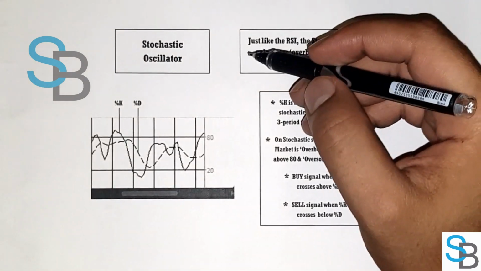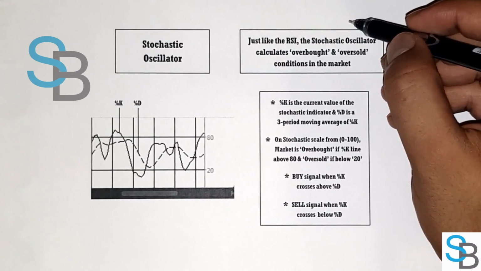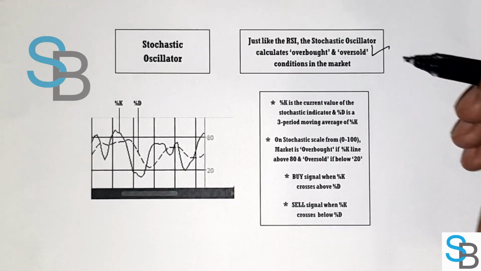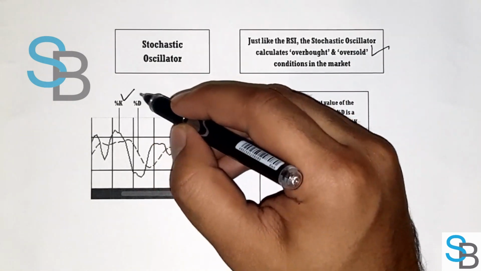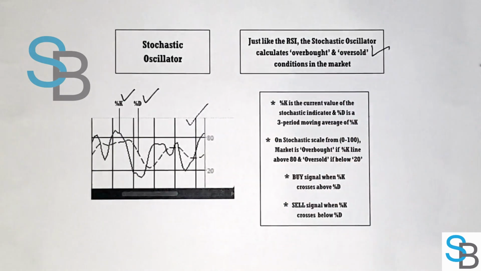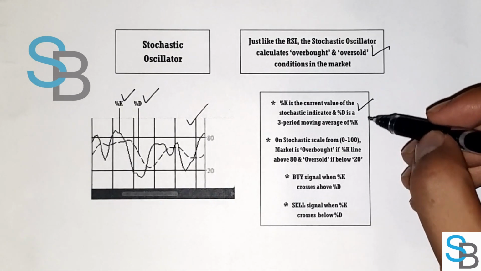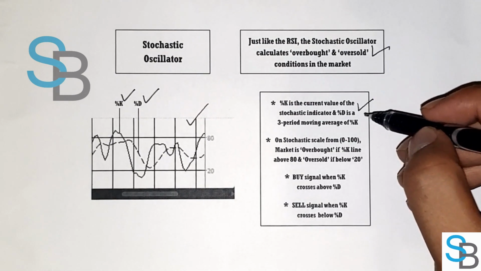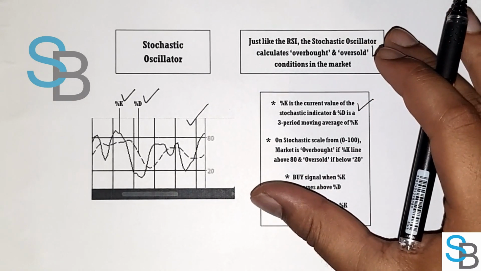The stochastic oscillator, just like the RSI, calculates when the market is overbought or oversold. There are two variables, %K and %D, on the stochastic oscillator chart. %K is the current value of the stochastic indicator, and %D is a 3-period moving average of %K. Let me make this simpler for you.